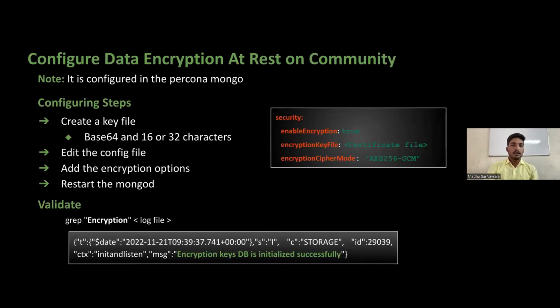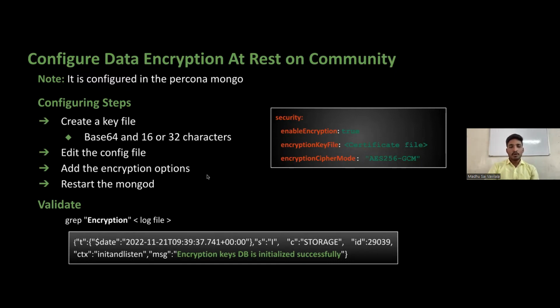Configuration steps involved in data encryption at rest on community. Actually, it is available in Percona Mongo free of cost. These are the configuration steps. Create a key file with base64 and 16 to 32 characters. Edit the config file with these enable encryption options.